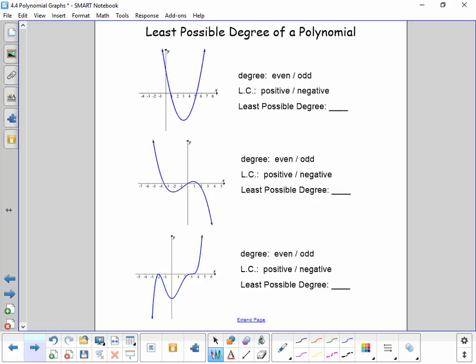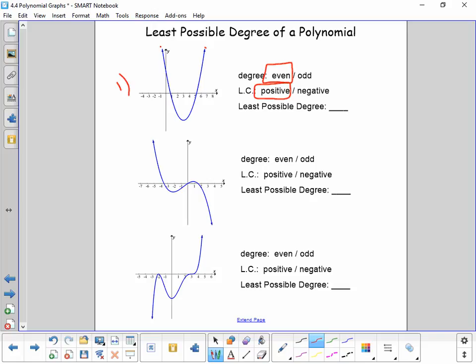Least possible degree of the polynomial. Well, sometimes we're interested to know what is the lowest degree this polynomial could be. If I'm looking at this first one, first of all, if I'm thinking about whether the degree is even or odd, I would just look at the two ends. If the two ends are the same, that means it's even. If the two ends are different, it's odd. So in this case, since the two ends are both pointing up, that's even. The fact that they're up and not down tells me that it has a positive leading coefficient.